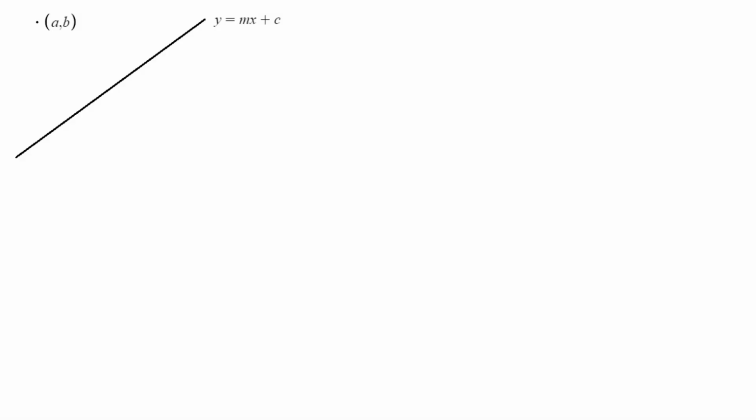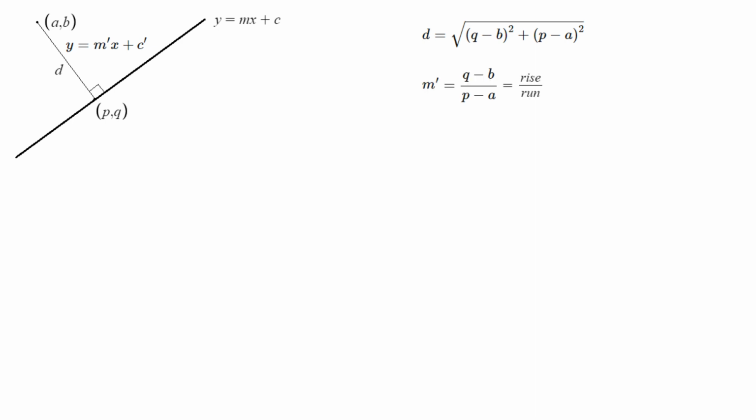If we want to find the distance between the point (a, b) and the line y = mx + c, let us first draw a perpendicular from the point to the line and assume they meet at (p, q). If d is the distance between the point and the line, then from the Pythagoras theorem, we have d equal to the square root of (q - b)² + (p - a)². Now this perpendicular line would also have an equation of the form y = m'x + c', and therefore we could say m', which is its slope, is the ratio of the rise of the line over its run.